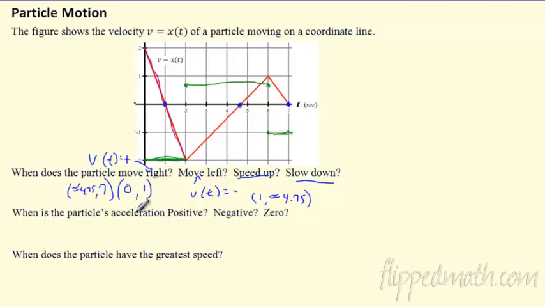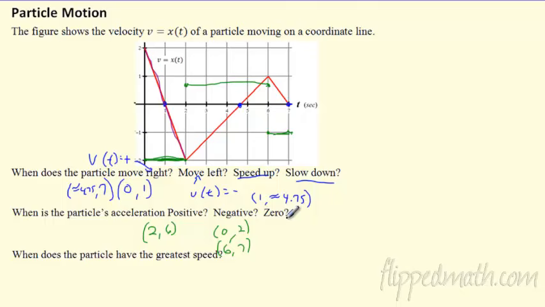Why did I do that? Well, when is it positive? The acceleration is positive from 2 to 6. When is it negative? Well, it's down here, let's try that again. That looks bad. From 0 to 2, and it's also negative from 6 to 7. These are the times where it is negative.